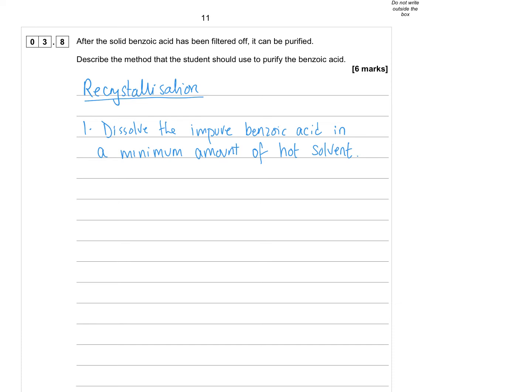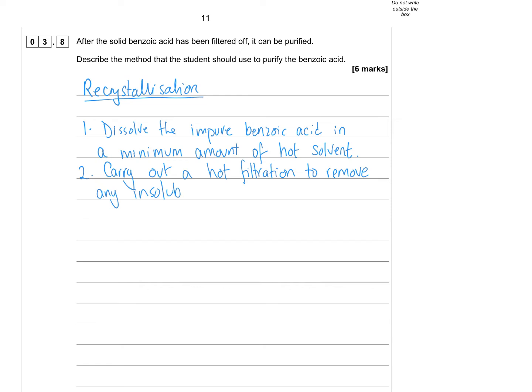And then you're going to need to conduct a hot filtration, because any impurities that are insoluble will still be in the solution at this point, and you're going to want to do a filtration using a hot funnel and a warm piece of filter paper so that you can try and filter your solution while everything is still hot, so that you can take out any insoluble impurities.